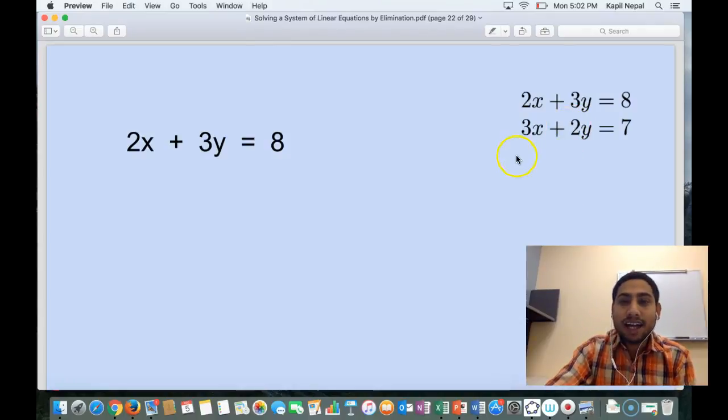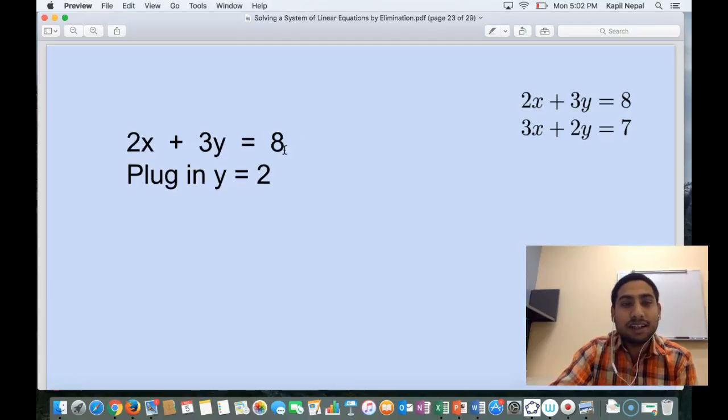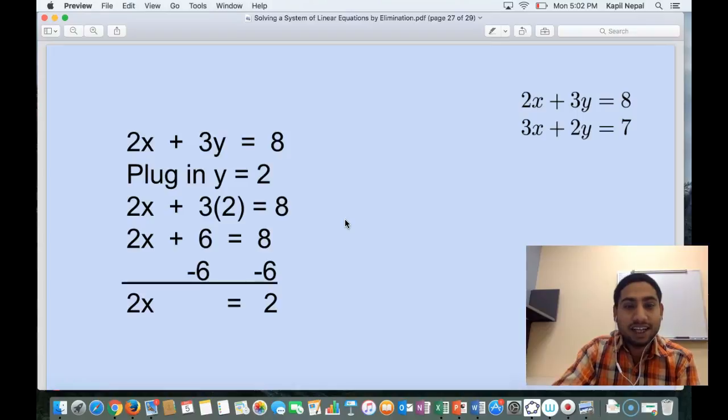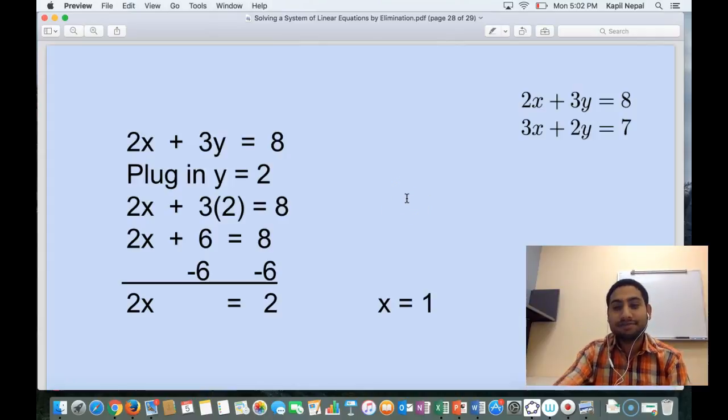For this system, I again go back and just pick one of the two equations. Here I've got 2x plus 3y equals 8, so I'm going to pick this equation and then plug in y equals 2 that I just got. 2x plus 3 times 2 for y equals 8, which is the same as saying 2x plus 6 equals 8. If I subtract 6 from both sides, I get 2x equals 2, from which if I divide both sides by 2, I get x equals 1.